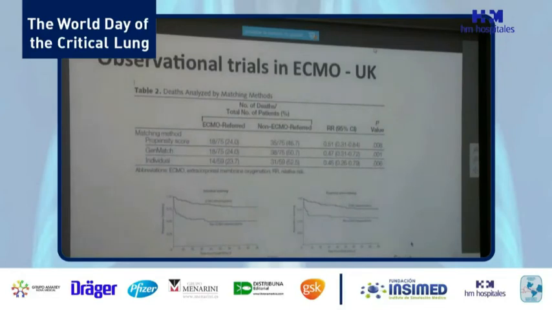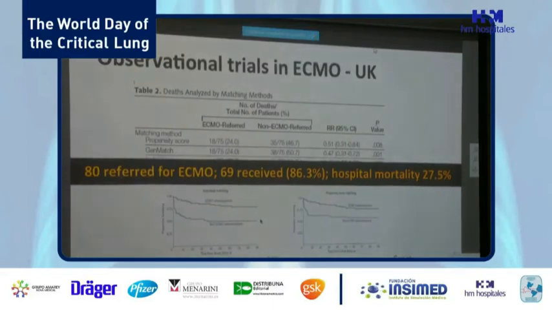Observational data: this is a trial from the UK in ECMO, where they compared patients who were referred for ECMO for influenza to patients who were not referred. They were in a concurrent observational study for influenza, and using propensity score matching in 3 different methods, they suggested that patients who were referred for ECMO had improved survival compared to those who were not referred for ECMO. There were 80 patients referred for ECMO, of which 69 actually received extracorporeal support. Their overall hospital mortality was 27.5%.